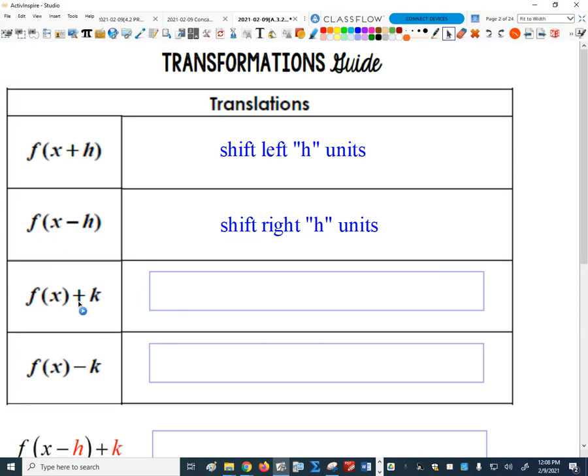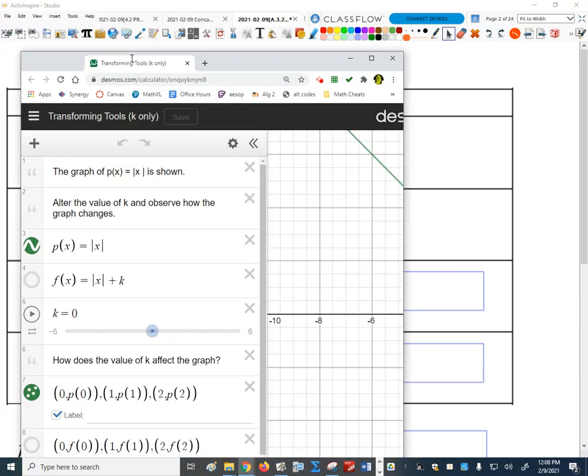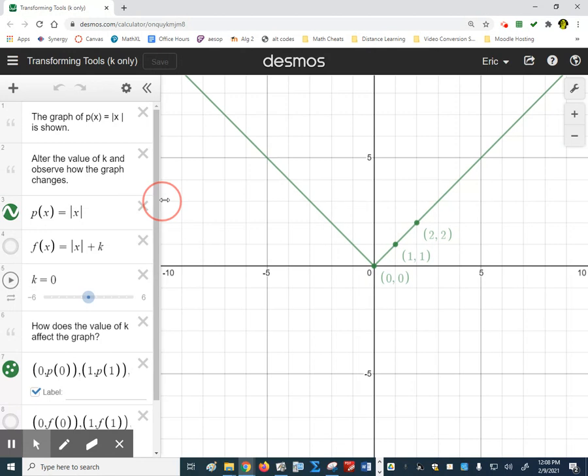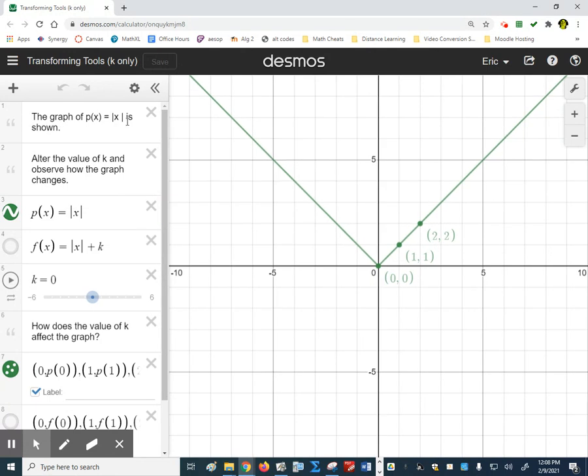Okay, what do you think happens if I add or subtract a number outside of the function? Let's take a look at that. So here's our parent graph again. P of x equals the absolute value of x. And now we're going to add the number k outside of the function. So what if we add 4 to the function there, outside? Say it in chat real quick. What do you think that's going to do?